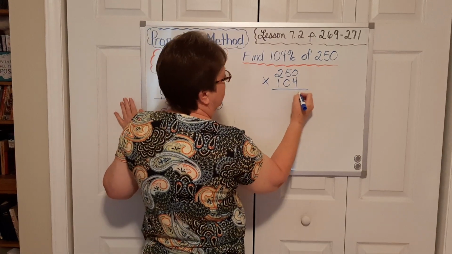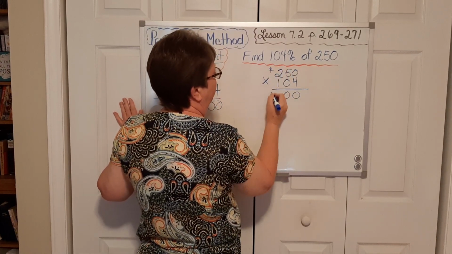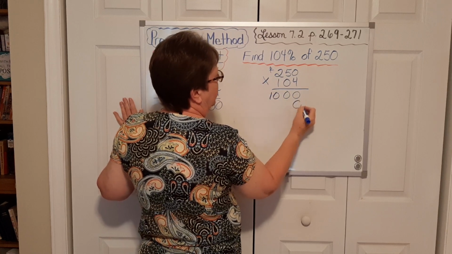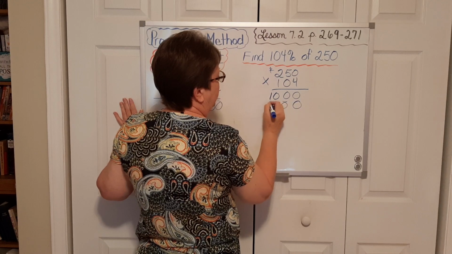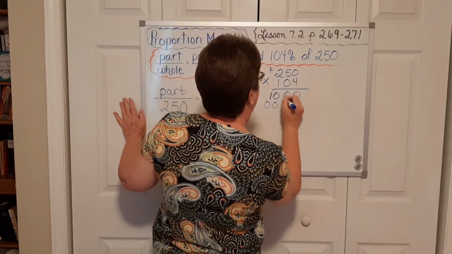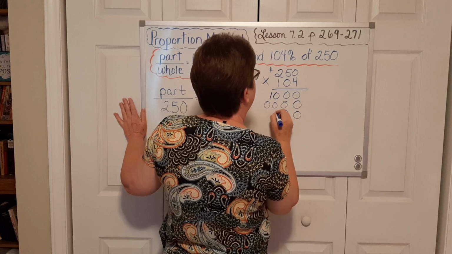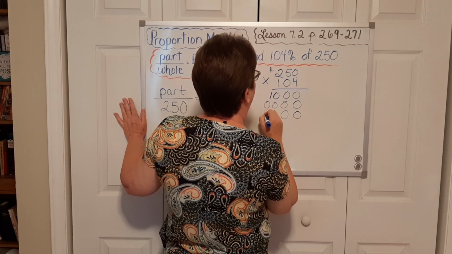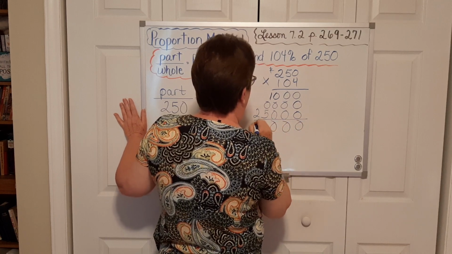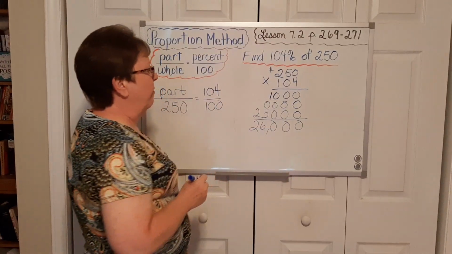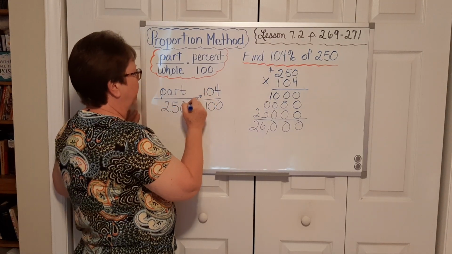Okay? Let's see. 4 times 0 is 0. 4 times 5 is 20, 0, carry the 2. 4 times 2 is 8, plus 2 is 10. Okay? 1 0, and then 0 times all of those would be 3 zeros. Okay? And then 2 zeros. And 1 times 0 is 0, 1 times 5 is 5, 1 times 2 is 2, and we'll add. Okay, so we've got 26,000. We've cross-multiplied these two numbers.